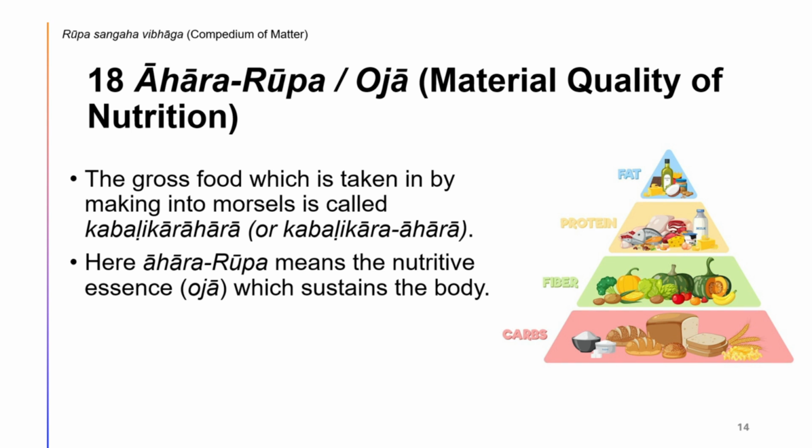Number 18: Ahara Rupa or Oja, the material quality of nutrition. This is also very important. The gross food taken by making it into morsels is called Kabalikara Ahara, meaning food morsels. Ahara Rupa means the nutritive essence which sustains the body.